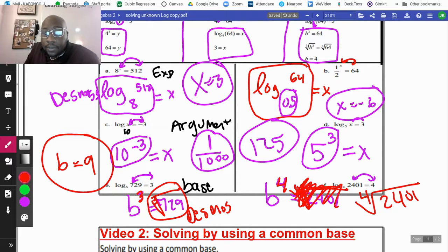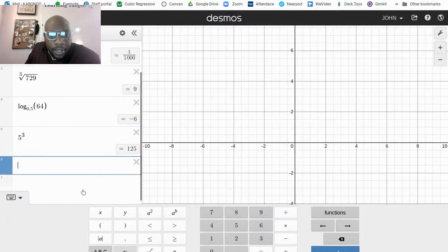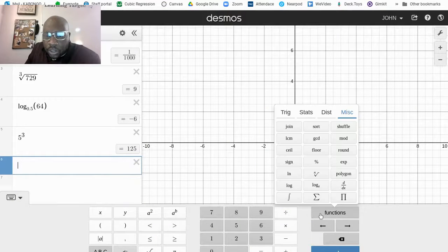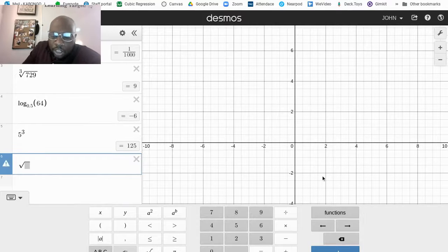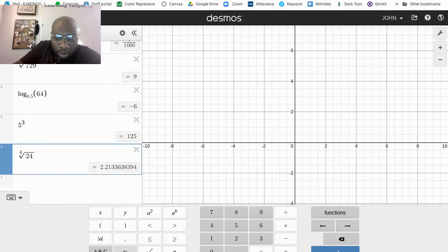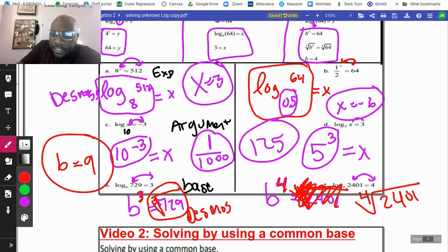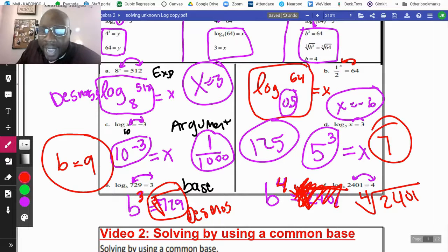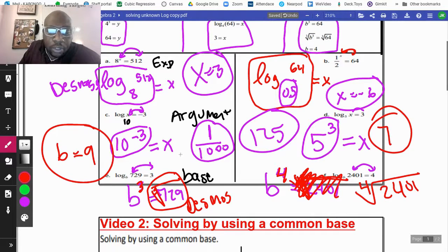What I'm saying is this: 4th rooted. How do you say that in Spanish? Who cares, right? Just go right here, click right there, and then go to function. It's going to be this one. And then you put a 4. Then you go inside the root and put 2401. And your answer is 7. And just like that, we're done, ladies and gentlemen. Practice. Your practice 1 is on you. All done.